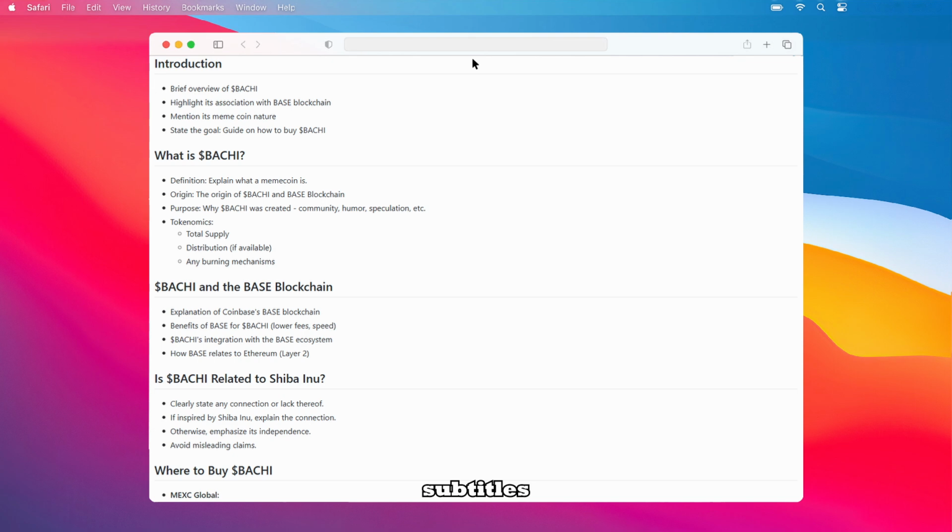What exactly is BACHI? Let's start with the basics. BACHI is a meme coin. Meme coins are cryptocurrencies that gain popularity primarily through internet memes and social media trends, rather than having a specific utility or technological innovation. Now, let's delve into the origin of BACHI and its connection to the Base blockchain.